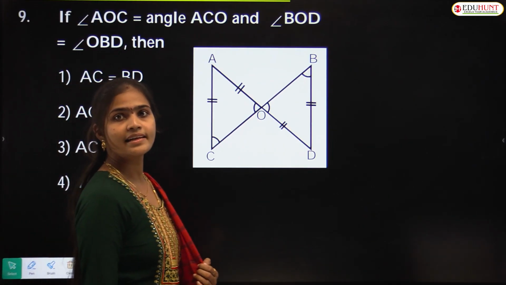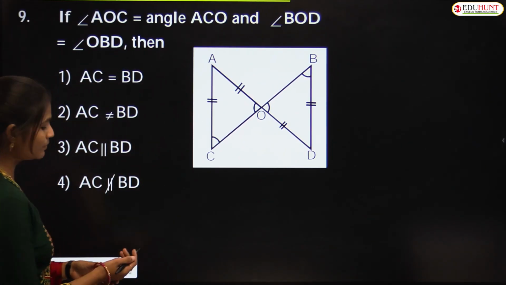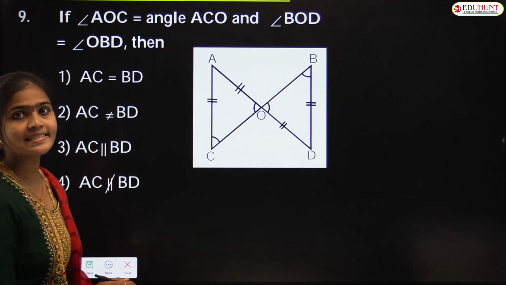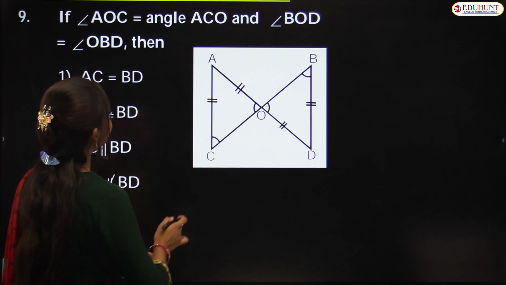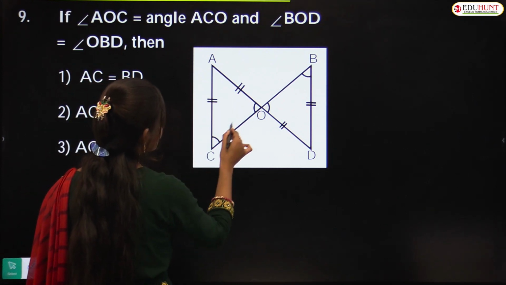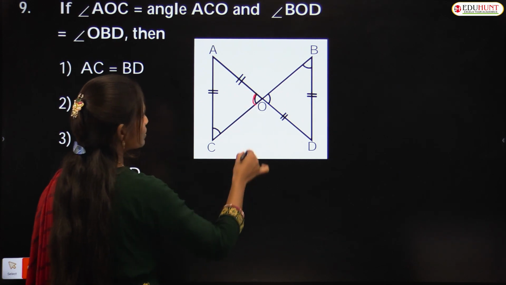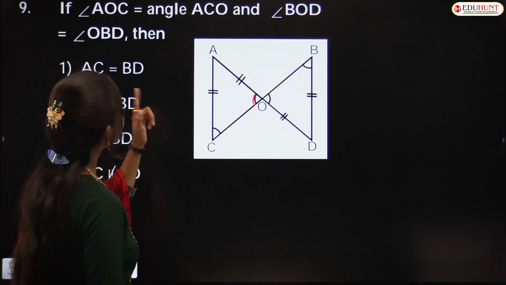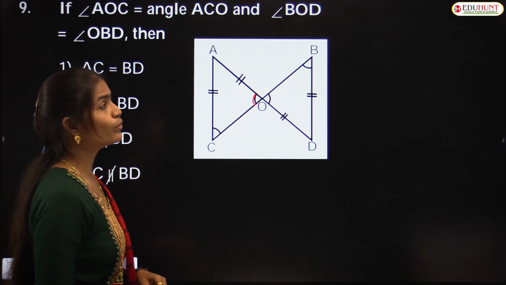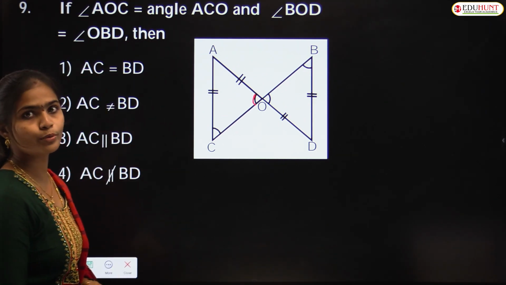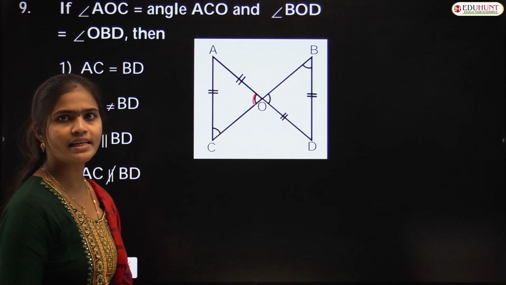So children, see here next problem, that is the ninth one. Here angle AOC is equal to angle ACO. Okay, what is that condition? Angle AOC is equal to angle ACO, and angle BOD is equal to angle OBD. So which two angles are equal they are saying?